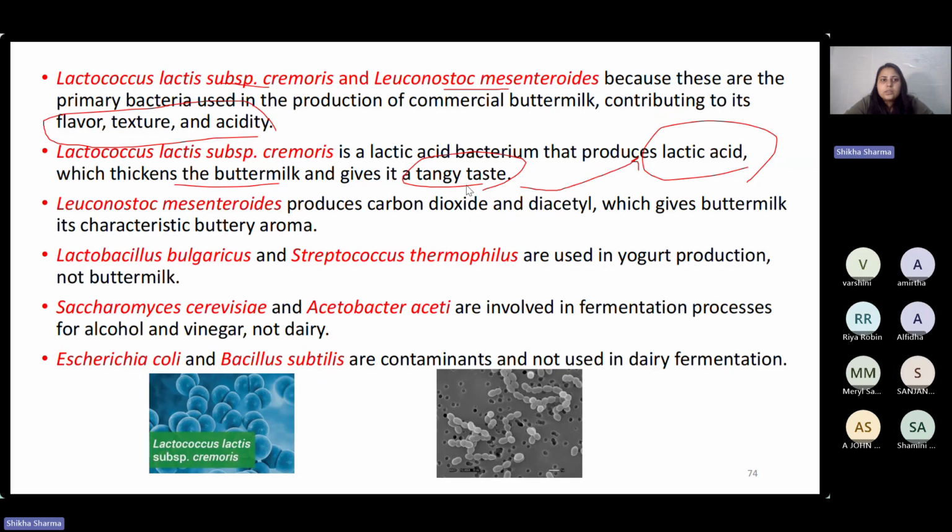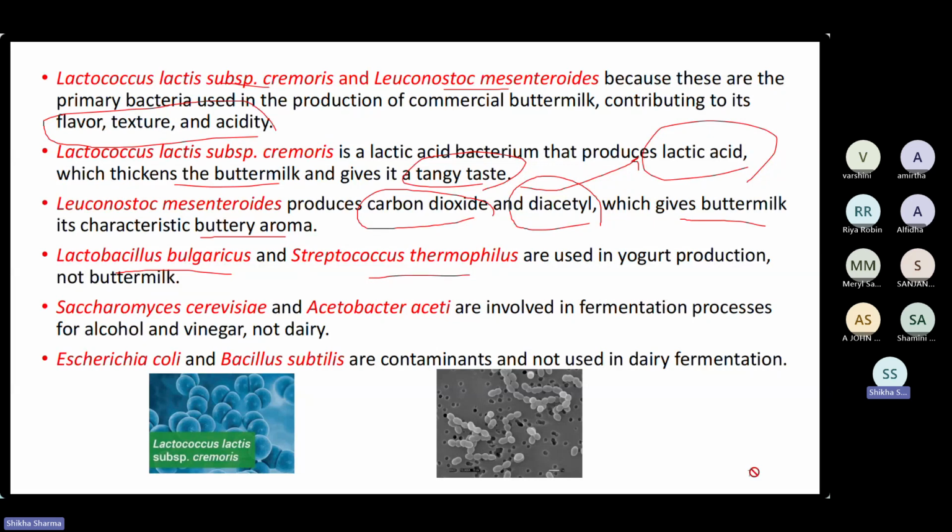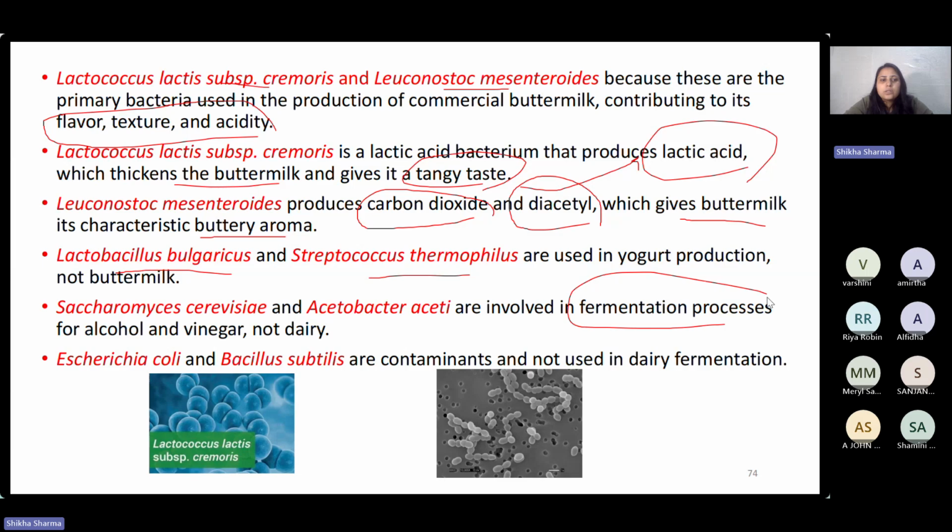And Leuconostoc mesenteroides produces carbohydrates and diacetyl from the sugar sources, and it gives the buttermilk its characteristic buttery aroma. Lactobacillus bulgaricus and Streptococcus thermophilus are used in yogurt production, not buttermilk production. And Saccharomyces cerevisiae and Acetobacter aceti are used in the fermentation process of alcohol and vinegar, not in dairy. And E. coli and Bacillus subtilis are contaminants, not used as dairy fermentation.